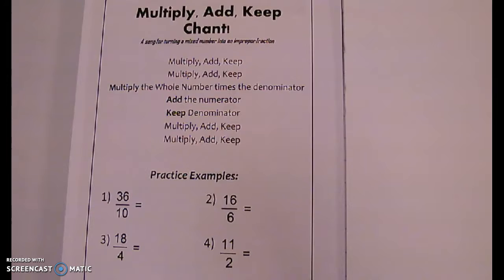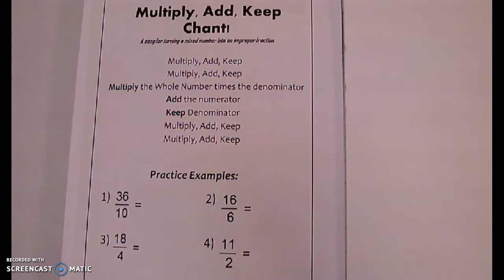Multiply, add, keep. Multiply, add, keep. Multiply the whole number times the denominator, add the numerator, keep denominator. Multiply, add, keep. Multiply, add, keep. Multiply the whole number times the denominator, add the numerator, keep denominator. Multiply, add, keep. Multiply, add, keep.